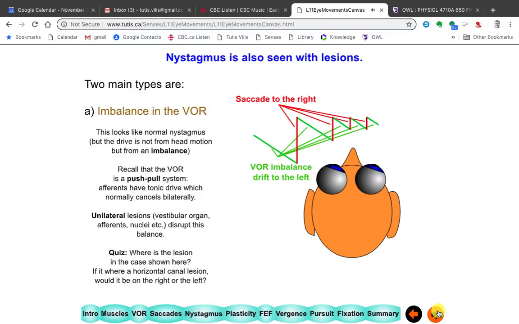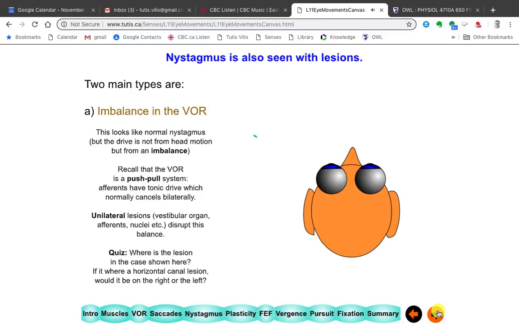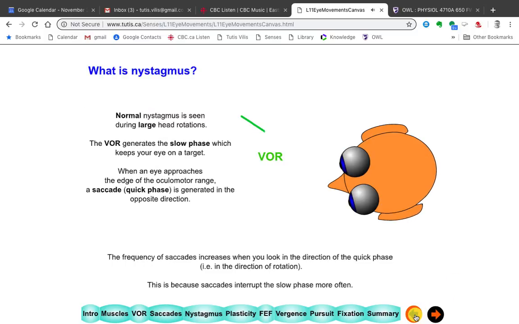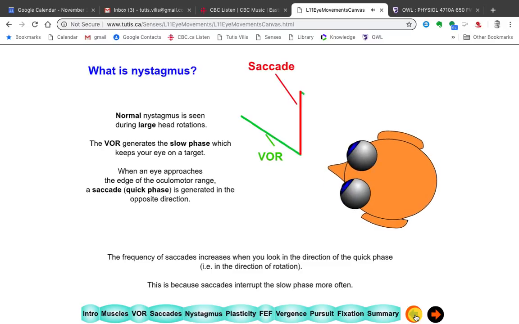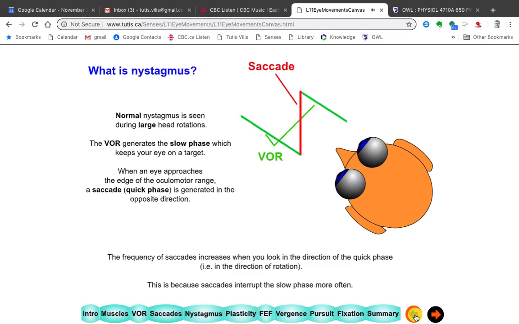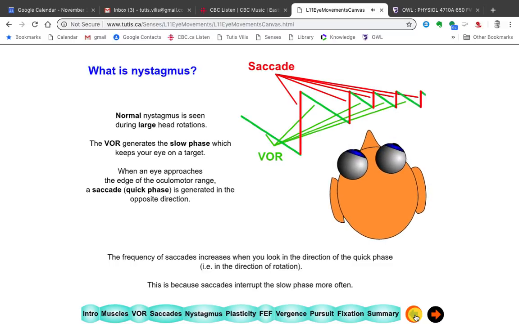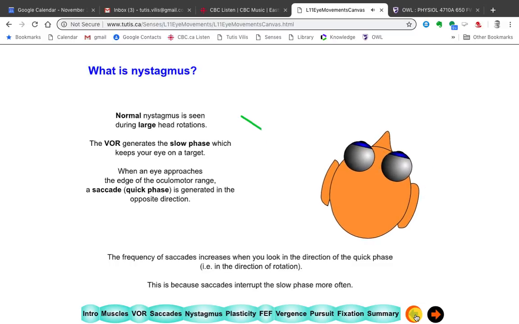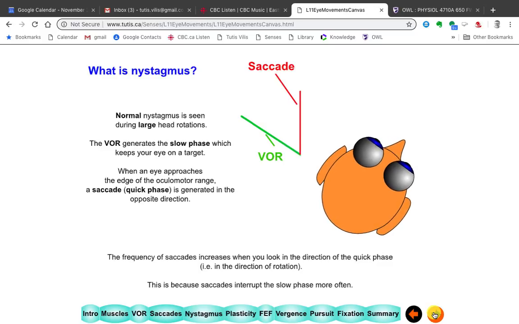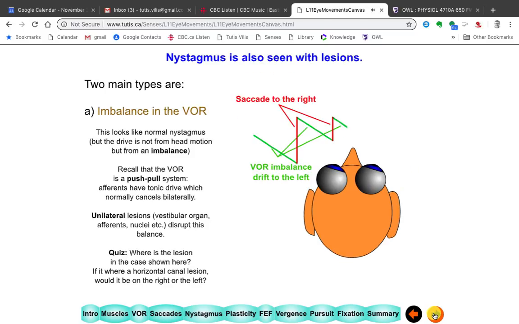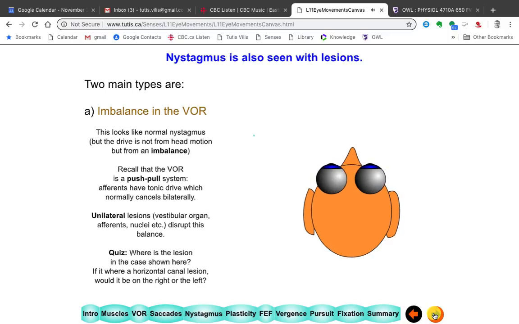So this looks like this. My mouse went dead. So notice that the saccades look exactly like this. Okay, they're in the same direction. The trace there is the same. Your eye movements are doing exactly the same thing as if you were turning to the right.